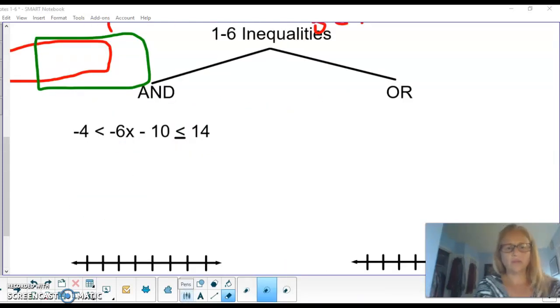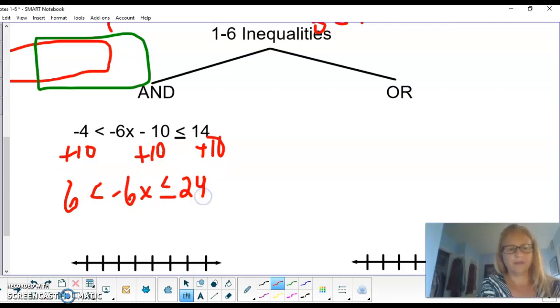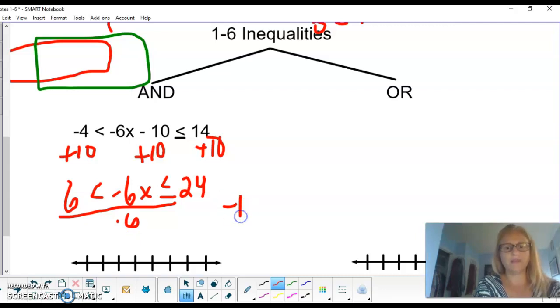Okay, so let's do that. Let's add 10 to both. Add 10, add 10, add 10. So here we get 6, bring down the sign, less than negative 6x, bring down the sign, 24. And now we're just going to divide everything by negative 6. Now remember, we divided by negative, so we have to flip the sign. So we get negative 1, flip the sign, is greater than x, flip the sign, negative 4.